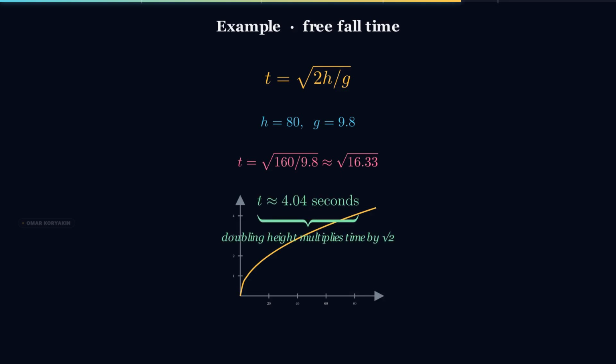The graph confirms the answer. At h equals 80 the curve sits near 4. The square root shape means falling from 160 meters takes square root of 2 times as long, about 5.71 seconds, not twice as long. Square root scaling is the signature of free fall and many other physical processes.